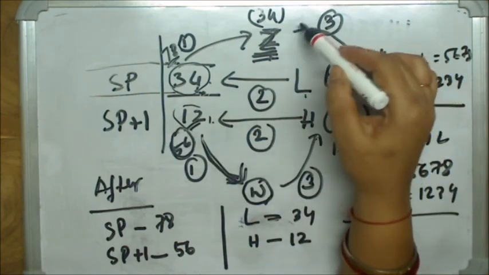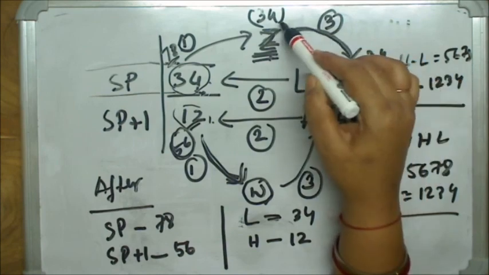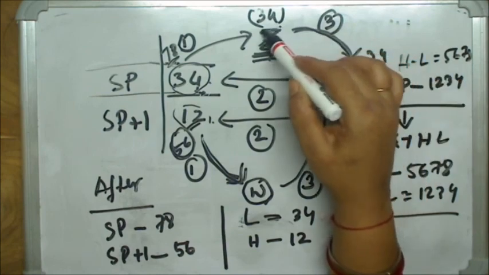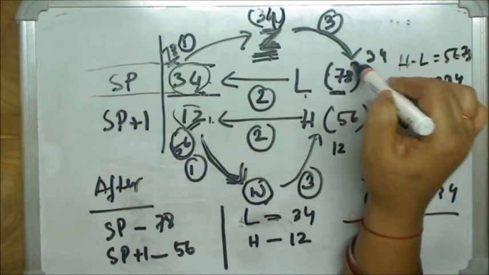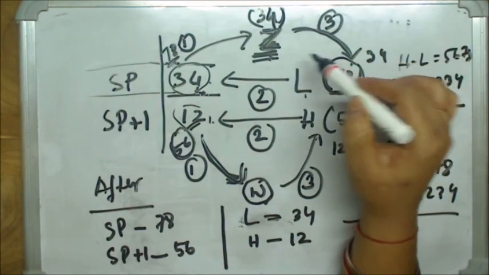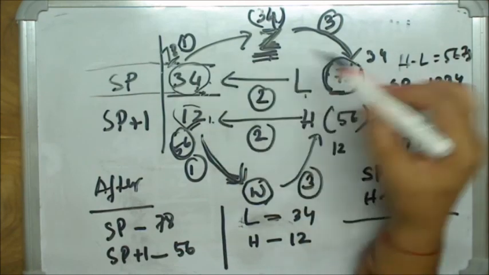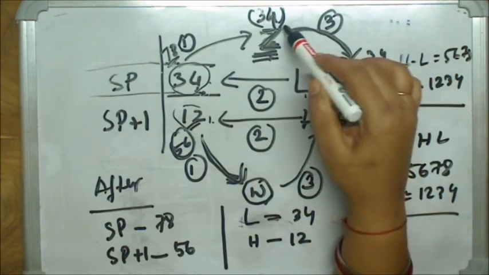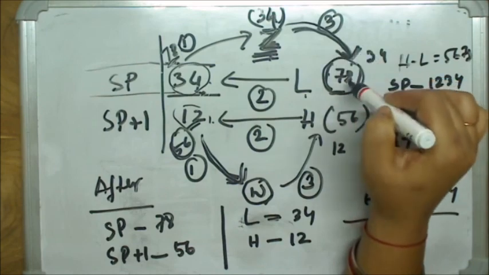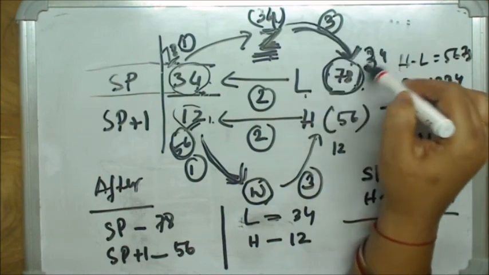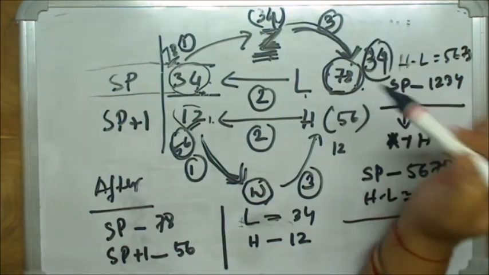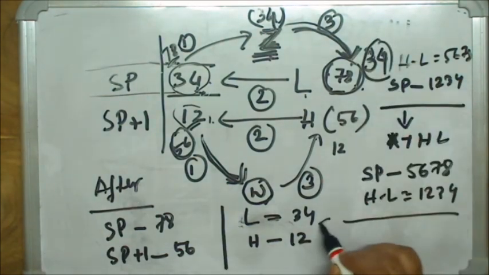In the third step, what will happen? The content of register Z, that is 34H, will be loaded in register L. This was the lower byte address. This is also the lower byte register. So the 34H will be copied to register L. So now L will be overwritten by 34H. So L will now be containing 34H.